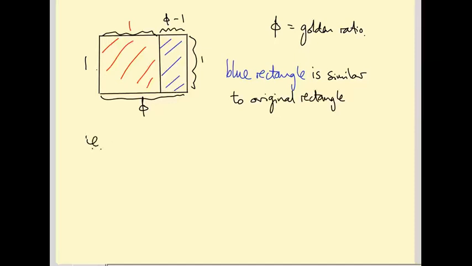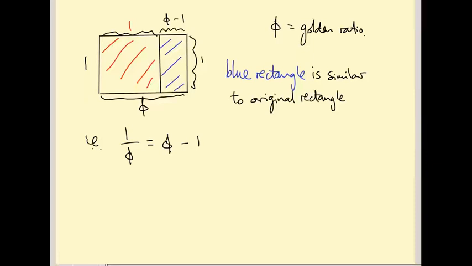So in other words, the short side to the long side, that's 1 over phi, should be the same as short side to long side, that's phi minus 1. So in other words, the golden ratio is a solution of this equation. It satisfies 1 over phi equals phi minus 1. Let's just see for a second why that tells us that phi is 1 plus root 5 over 2.